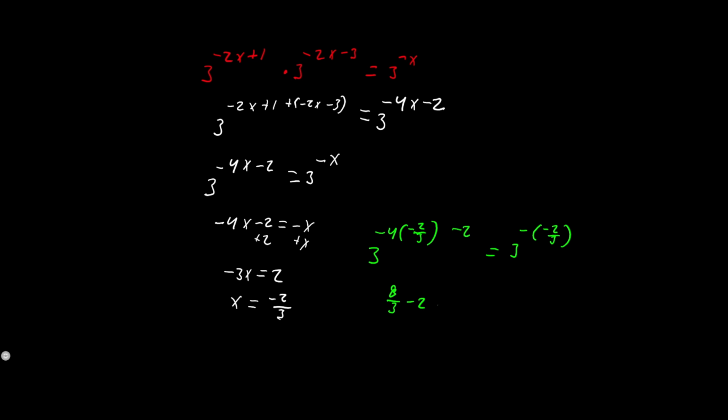And here we have that this is going to be the same thing as 2 over 3, since we have 8 minus 6 over 3, which is going to give us the same thing as positive 2 over 3. So here we're going to get 3 to the power of 2 over 3, which is the same thing as 3 to the power of 2 over 3. So we can go ahead and say that x does indeed equal negative 2/3.